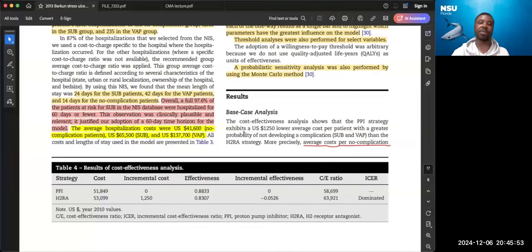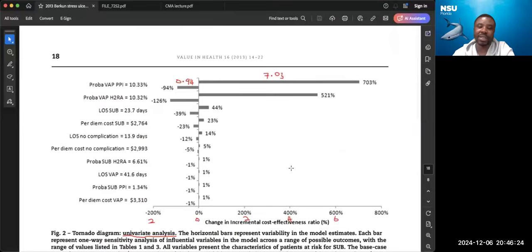So for the base case result, the cost is this, and then the effectiveness is this. The cost for the A2 array is this, and then the effectiveness is this. And then the cost to prevent complication in the base case is 58,699. And then the cost to prevent complication in the A2 array is 63,921. And then remember that we said it's dominated.